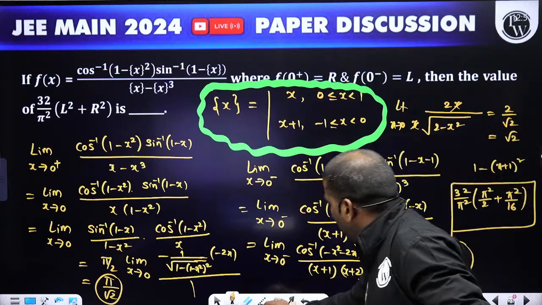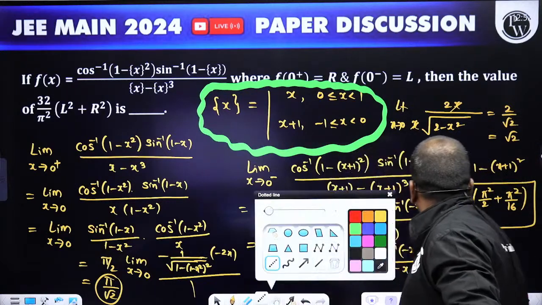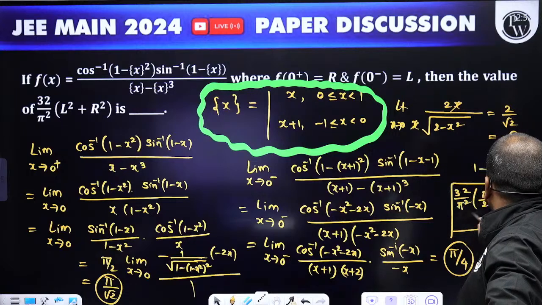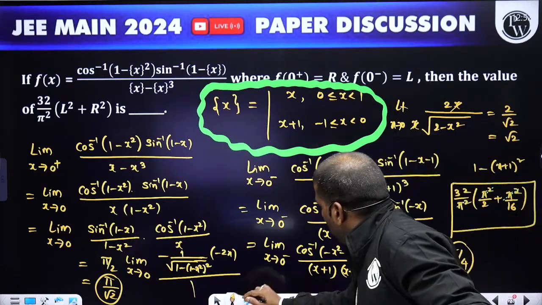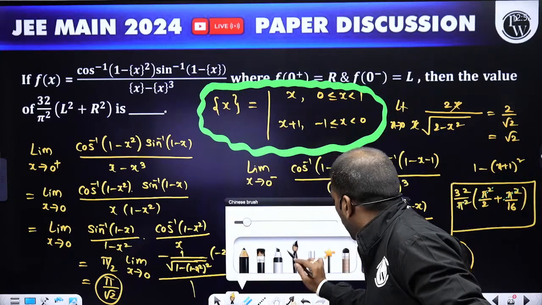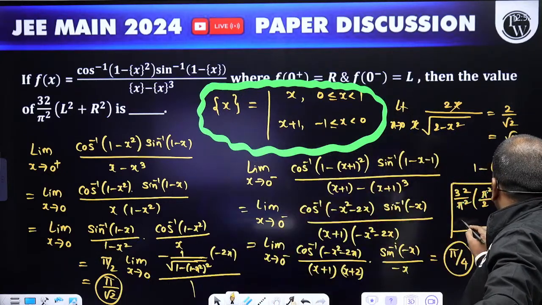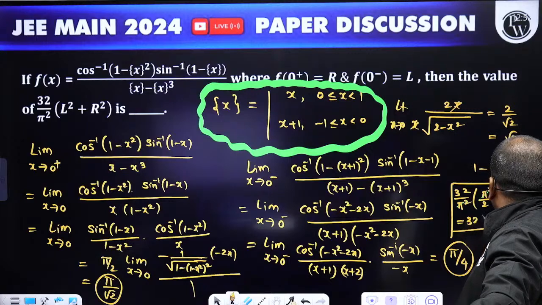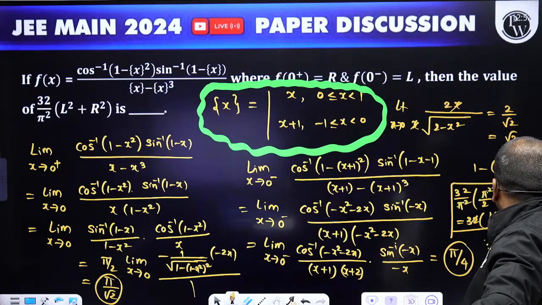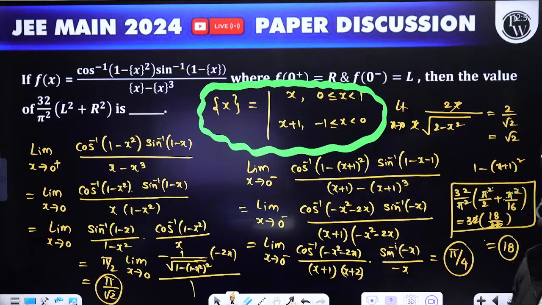So once we observe here, pi square got cancelled here, these two. What will you have? 32 times 18 by 32. So 32 got cancelled. 18 is our right answer. Right? So this is how do we find.